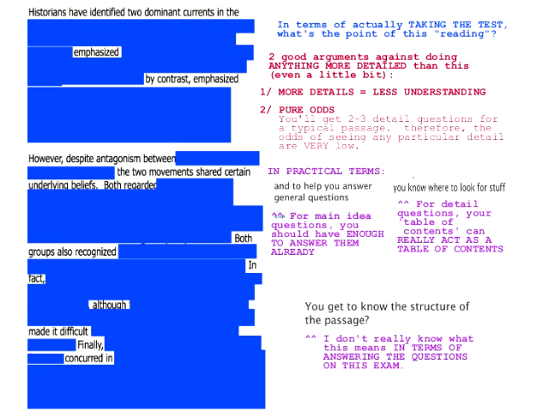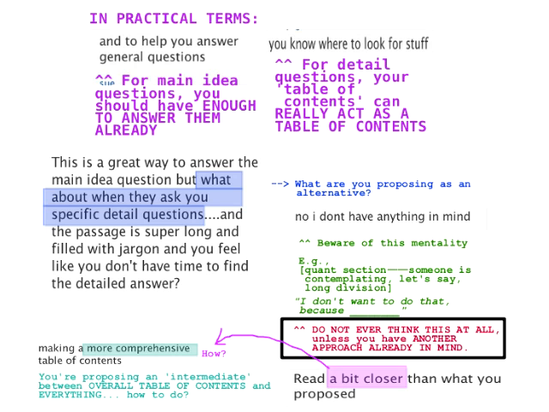All right. So now let's talk about question types. In practical terms, let's talk about main idea questions. Here's the passage again. Let's say you get a main idea question. I'm going to put one on the board here in a sec. Here. What do you think? So using your polling tools, give me an A if you think the answer choices will help you answer the question.